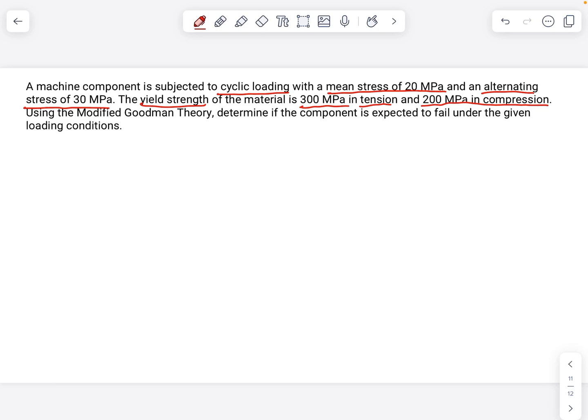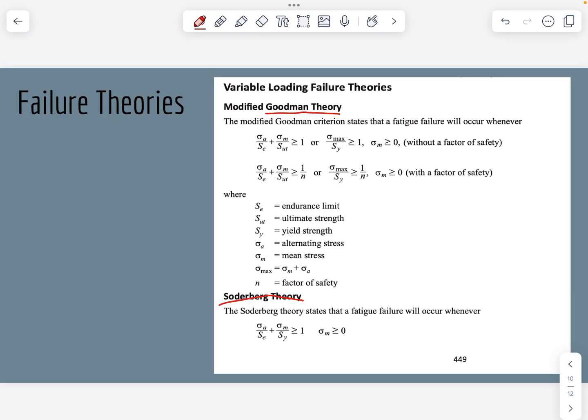So obviously it gave us yield strength. Those are all loading conditions. Those are conditions where it wants you to be in there. And if you go back to this slide, again, this is a screen clip right from the FE reference handbook. Just looking at some of these variables, I have my alternating stress, I have my endurance limit, I have my mean stress, and I have my yield strength. So I know that this is the equation that I want to use, and the question even said to use the modified Goodman theory.